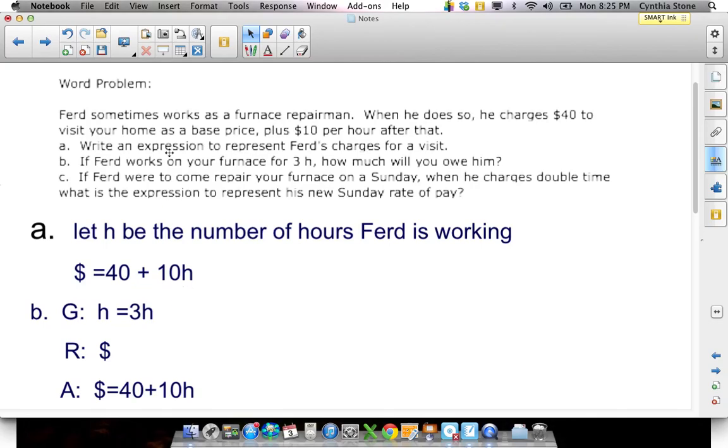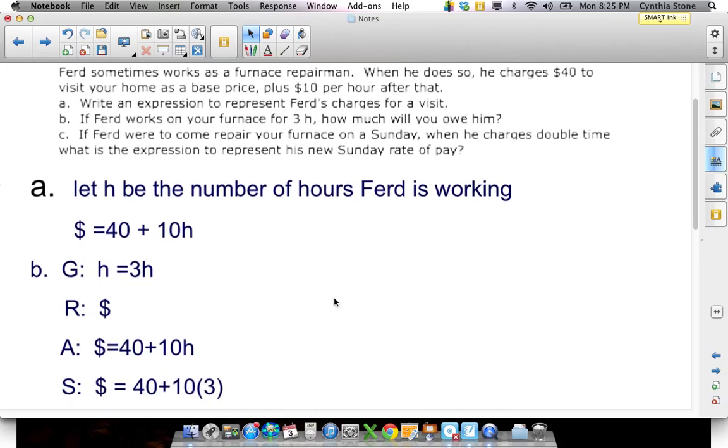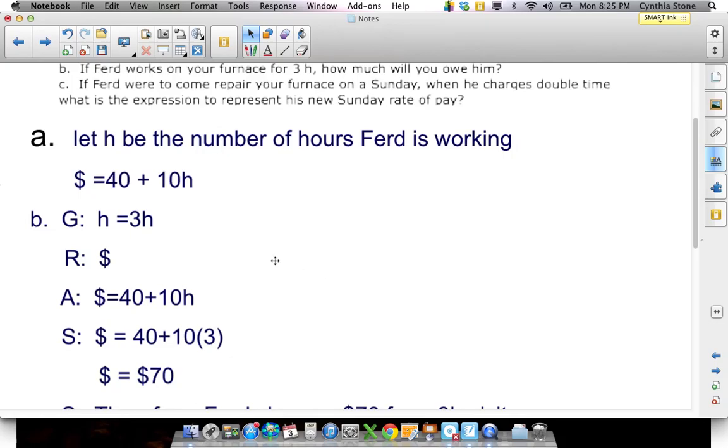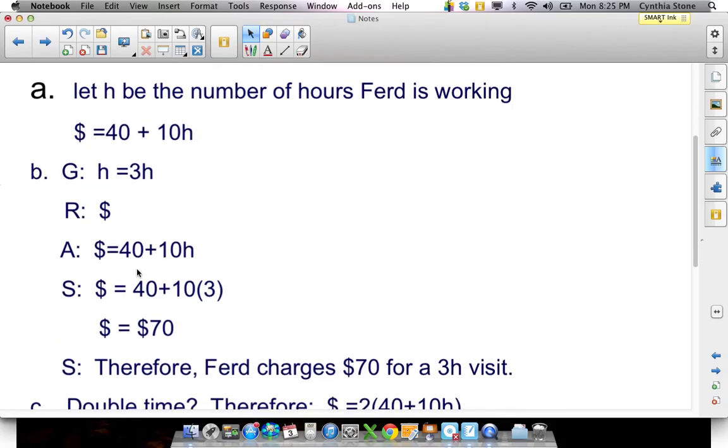Okay. Part B says, okay, so what if he works on your house for 3 hours? How much do you owe? Well, you say I'm going to use G to do this. I'm going to say G, his H is 3.